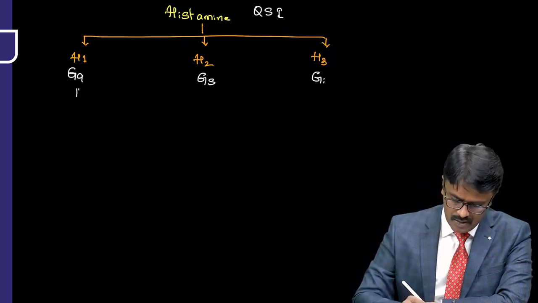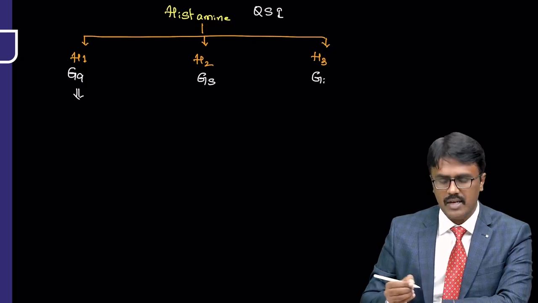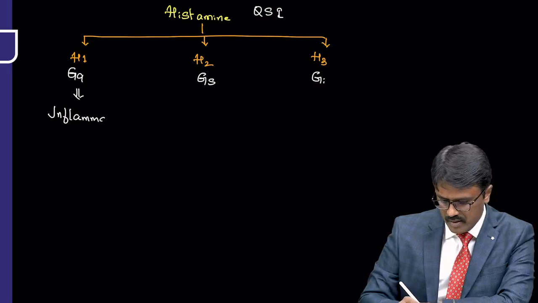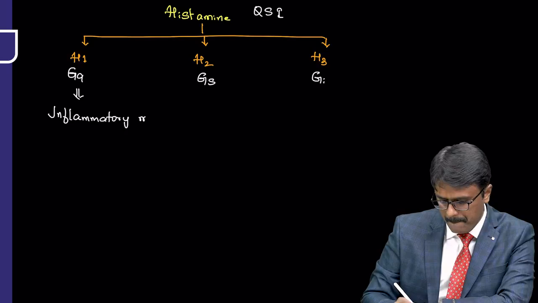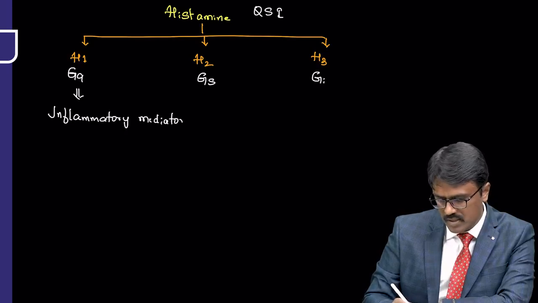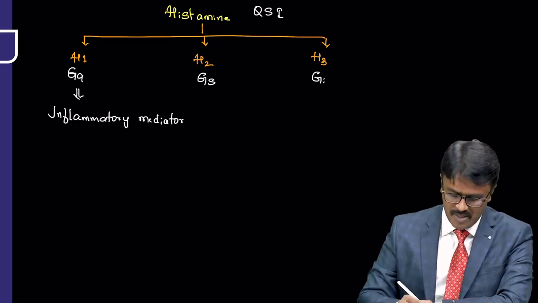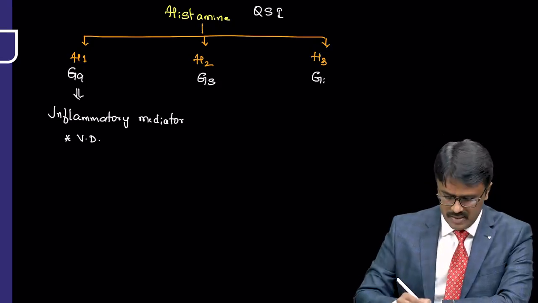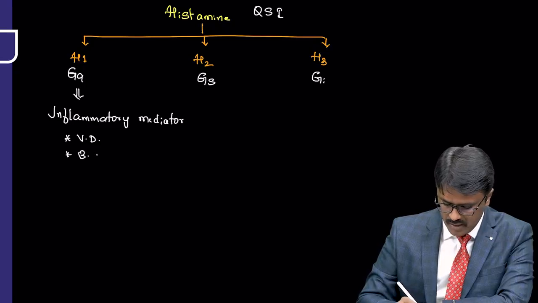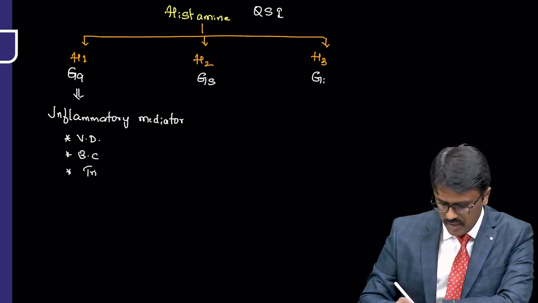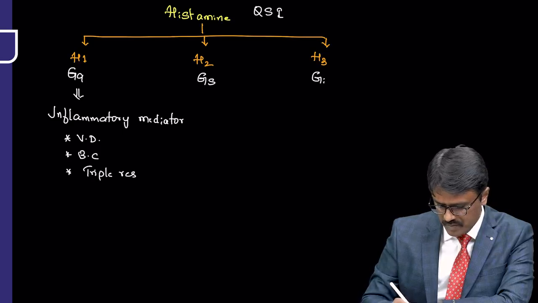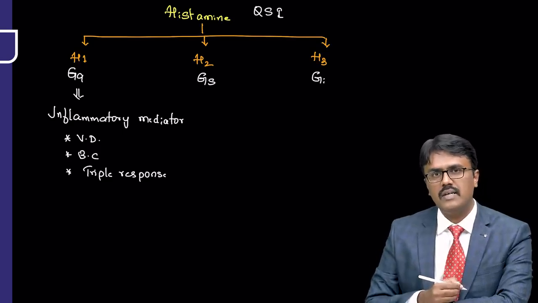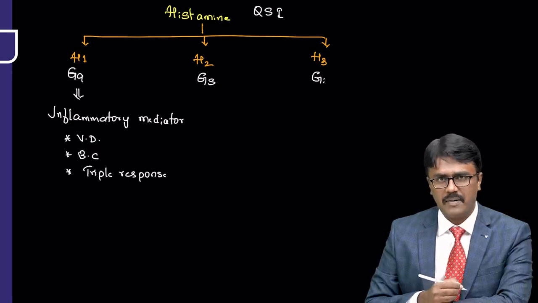Now what is the role of histamine, that is H1? You know that H1 is an inflammatory mediator. So what does it do? If it is an inflammatory mediator, what does histamine do? It causes vasodilation, we all know it. Second, it can cause bronchoconstriction. And also we see the triple response. The Lewis triple response you have studied in pathology, that is the red spot, the wheal and flare.